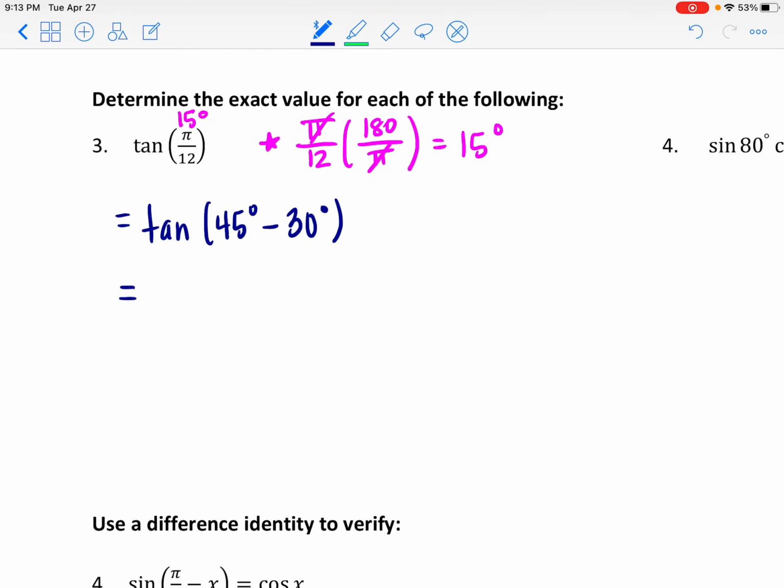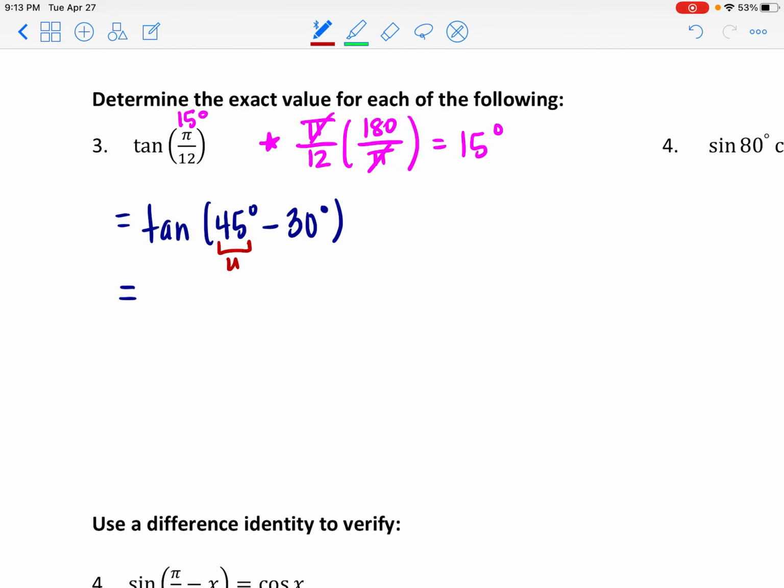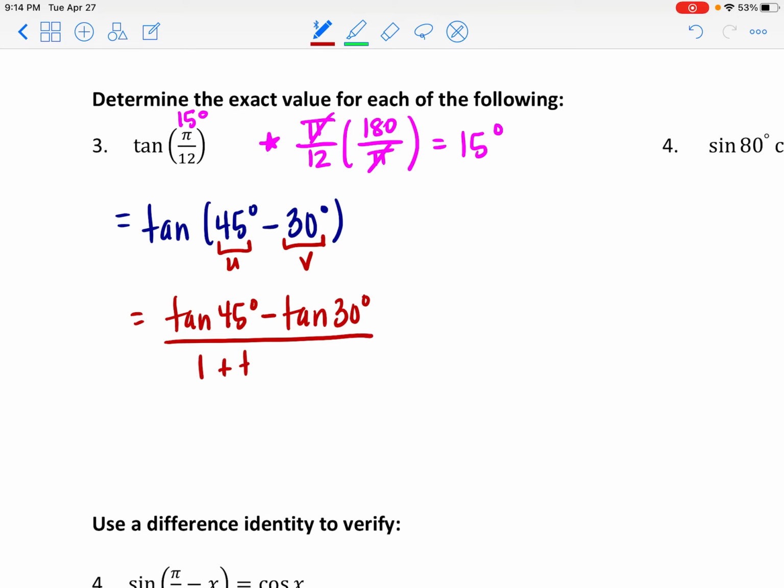say is going to be equal to, and again, let me call this u and call this v. This is going to be equal to, on the top of the fraction, tangent of u minus tangent of v. So it's going to be tangent of 45 minus tangent of 30. And then on the bottom, it's going to be 1 plus the product of the tangent of u and tangent of v. Okay, so how does this look going forward?